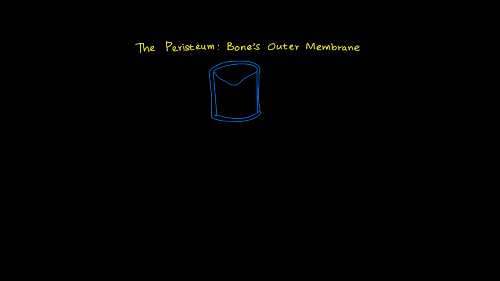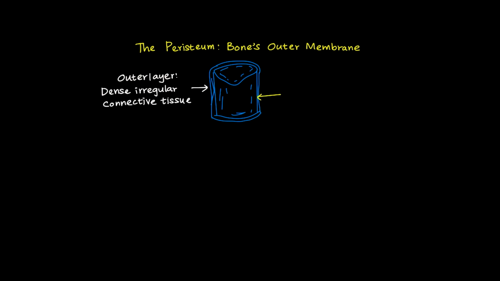The periosteum wraps around the external surface of every bone. Its outer layer is dense, irregular connective tissue. That's the tough part the surgeon feels. Its inner layer is the osteogenic layer, packed with osteoblasts and osteoclasts that handle bone growth and remodeling.